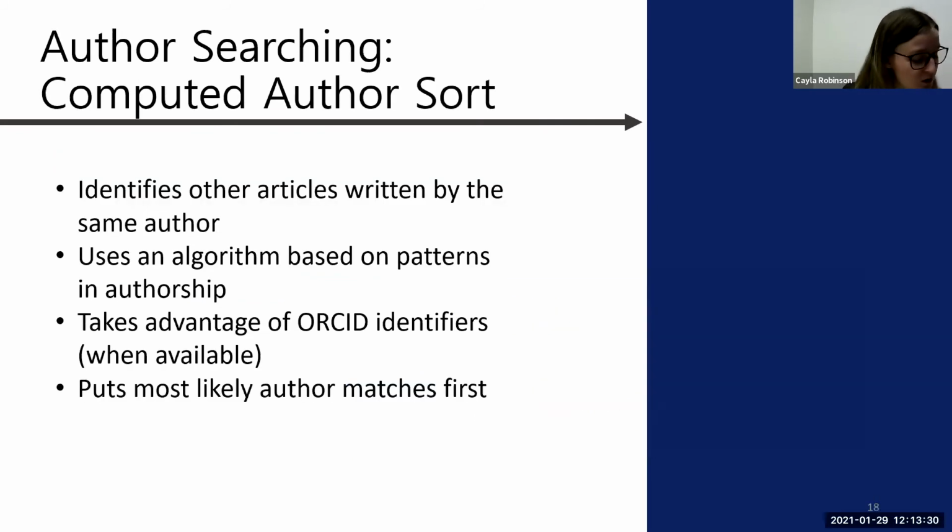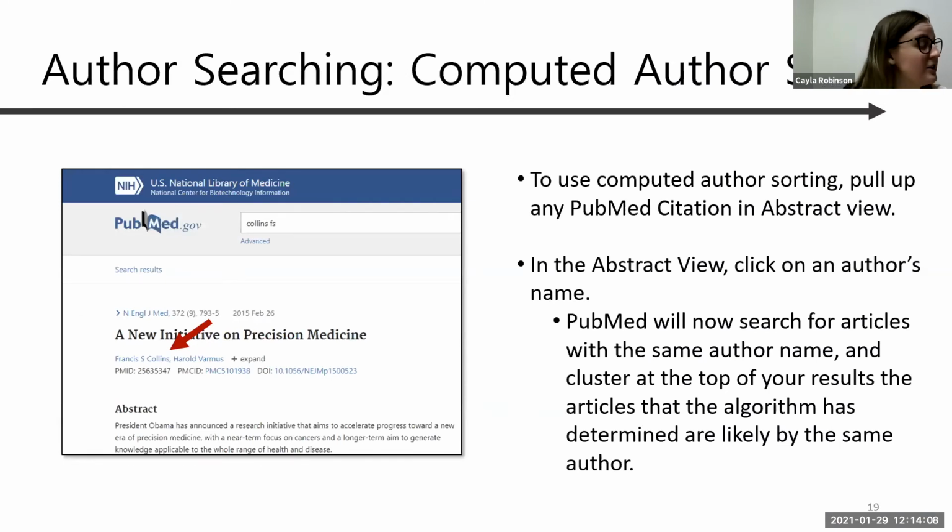That is computed author sorting, which is an interesting name for a fairly simple search. It identifies other articles written by the same author. So in theory, it should pull all of the articles written by this author. It uses an algorithm and it's normally, if able, tied to the ORCID ID, and it puts the most likely matches first. So obviously you're going to have to troubleshoot and check to make sure that all of those articles are written by the same person. But in theory, the top matches should be the same author. The next slide shows you how to do that.